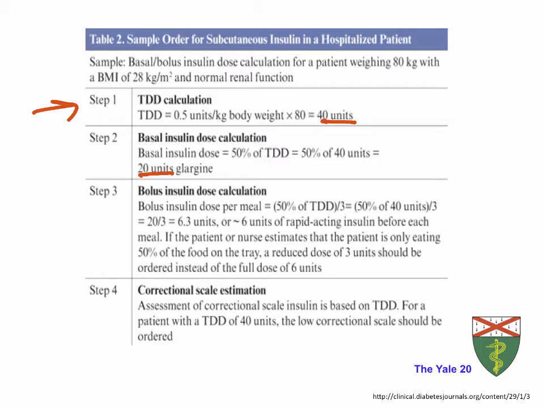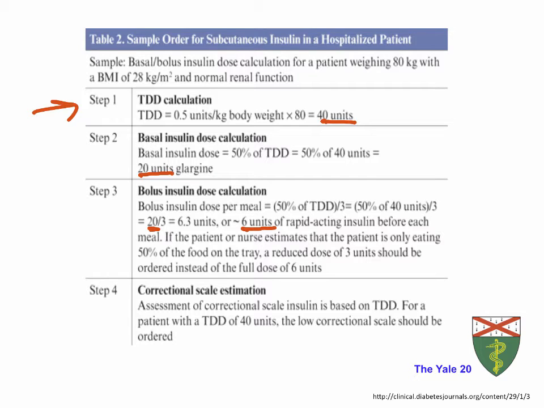So half of the total daily dose is going to be given as a bolus, and that's spread out between the 3 meals. So half of the 40 units is 20 units here. And that's going to be given over 3 different meals. So 20 divided by 3 is about 6.3, or we should say 6 units of rapid-acting insulin before each meal.